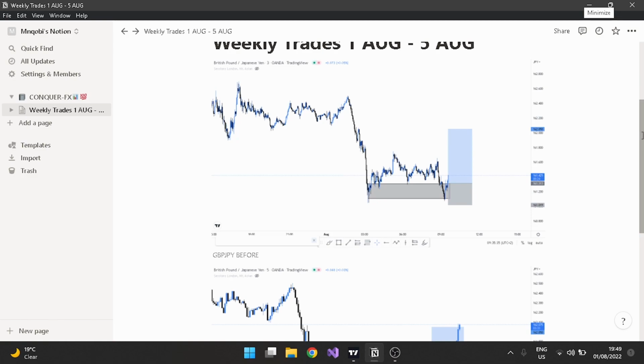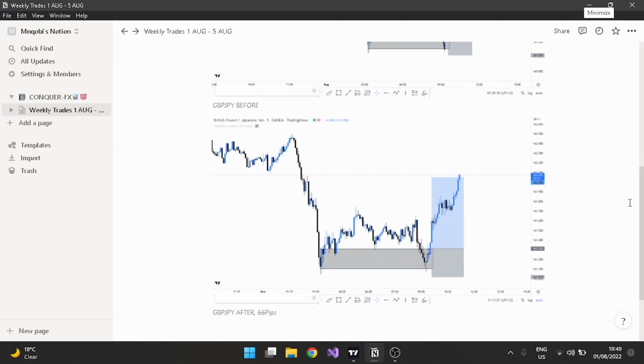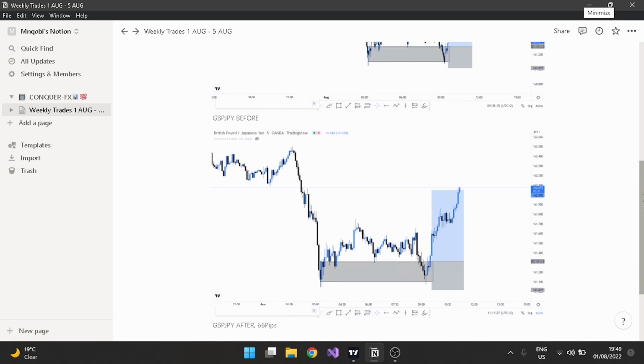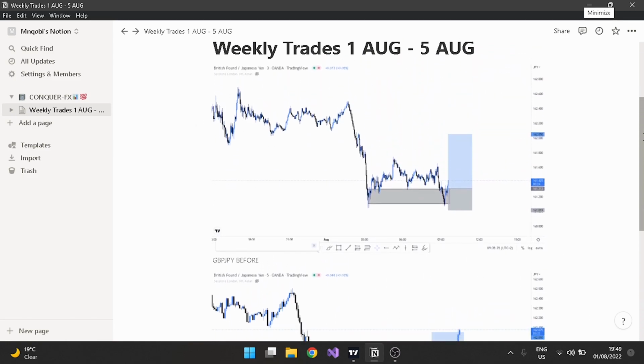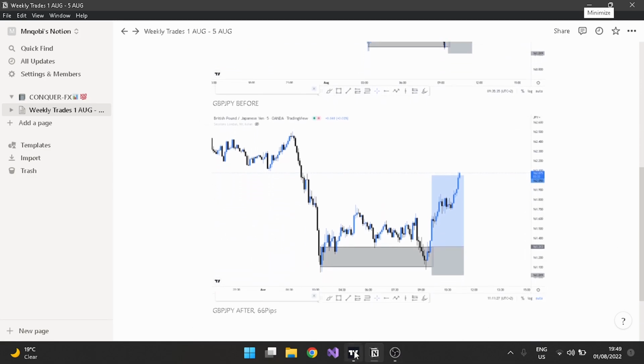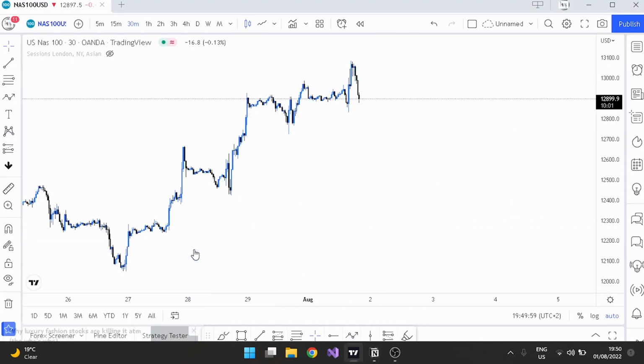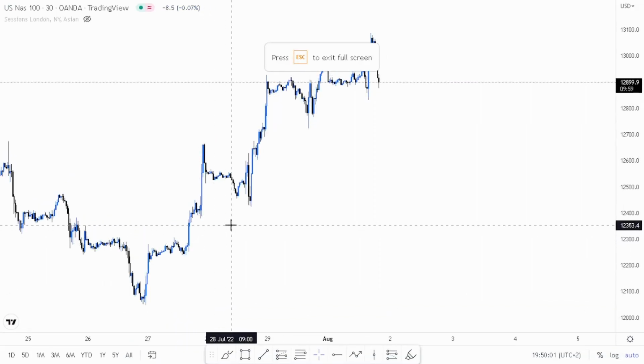So yeah guys, use this application. It's Notion. This is how the trade went today, but this was not on Nasdaq, but it works the same way on Nasdaq.